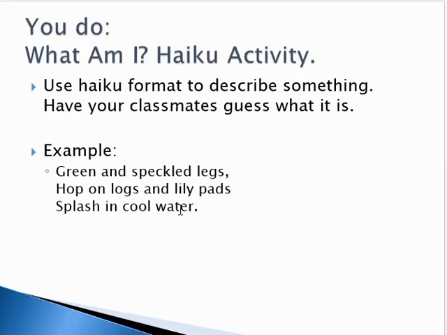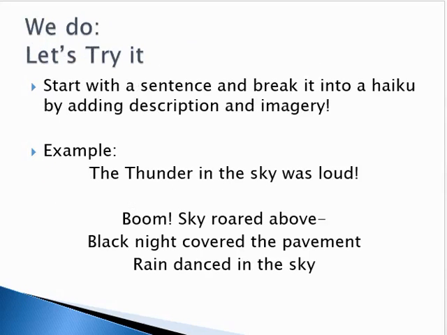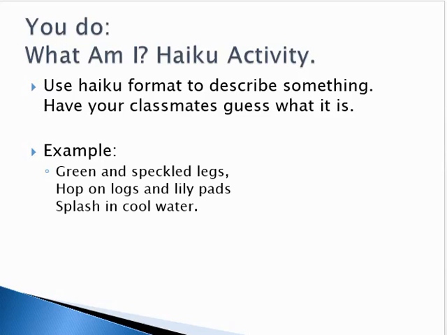Green and speckled legs, hop on logs and lily pads, splash in cool water. So it's 5, 7, 5. Let me read it again without syllable count. Green and speckled legs, hop on logs and lily pads, splash in cool water. Well, it's a frog, but I didn't say the word frog. So I described it using imagery without saying what it was. So if you're stuck, you have the option to either think of one sentence and expand that sentence, or think of a nature object and describe it in 3 lines.